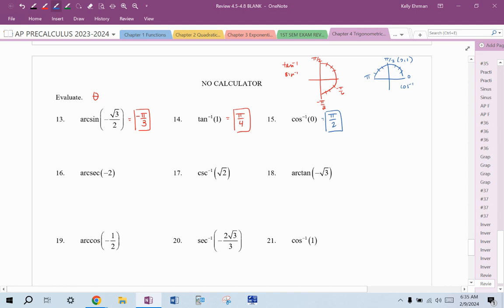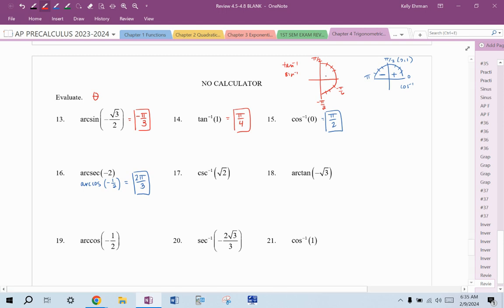If you have a reciprocal function, I like to rewrite it. So arcsecant is the same as saying arc cosine. Instead of negative 2, use the reciprocal of negative 1/2. So what angle makes cosine equal to negative 1/2? If cosine's negative, we're talking about quadrant 2 versus quadrant 1. And the angle that makes it 1/2 is the pi over 3 angle. So that's 2 pi over 3.